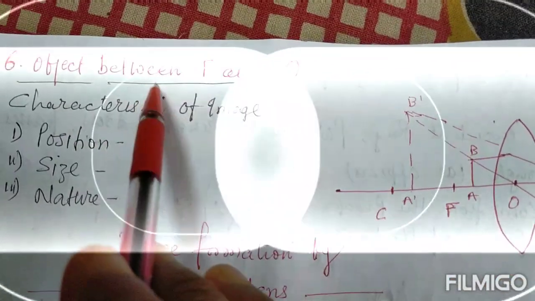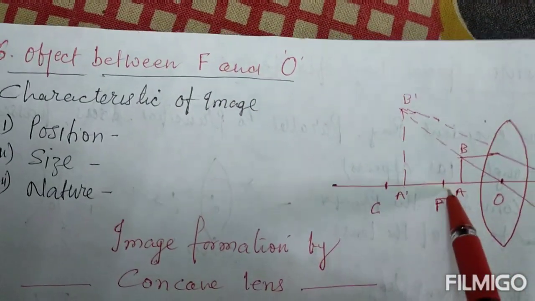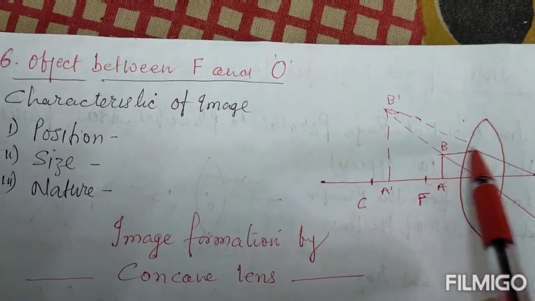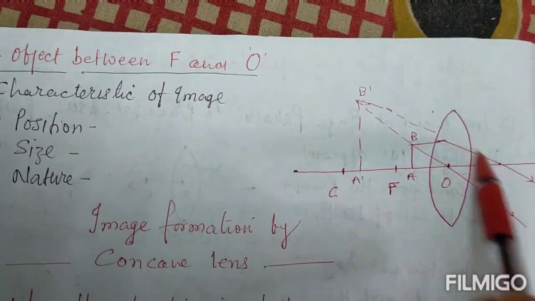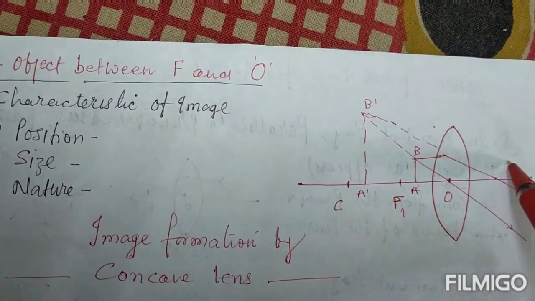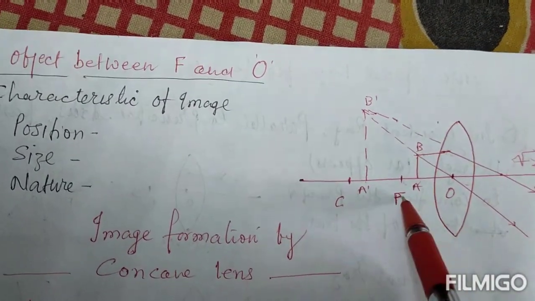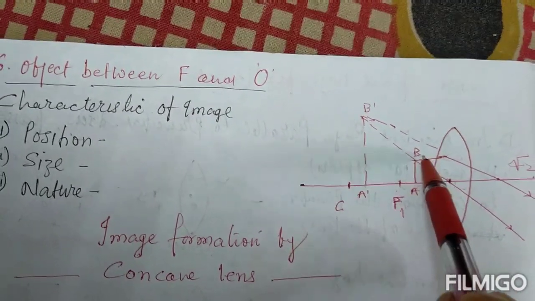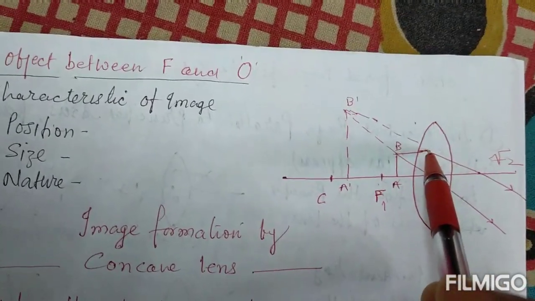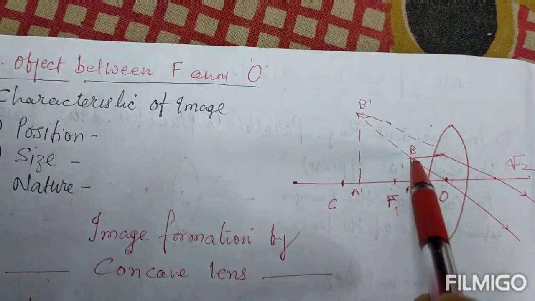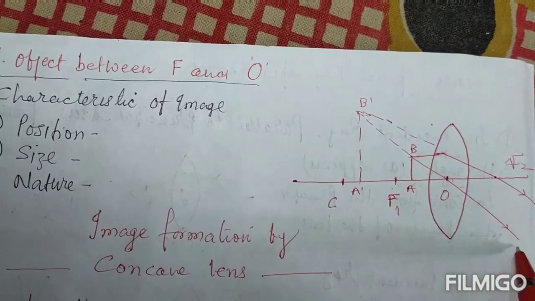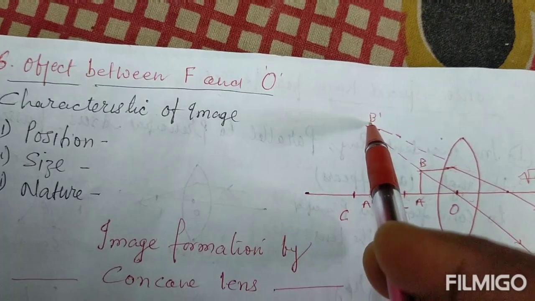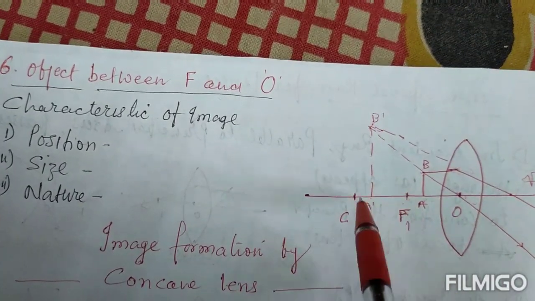Last one, when the object is between F and O. This is F, this is O, and AB is the object. Using two rules, this is F1, this is F2. When the object is kept between O and F, that is optical center and focus, rays coming parallel to the principal axis will pass through the focus after refraction. Rays through the optical center will pass undeviated. When we produce both the rays, they appear to meet at this point, that is between C and F.